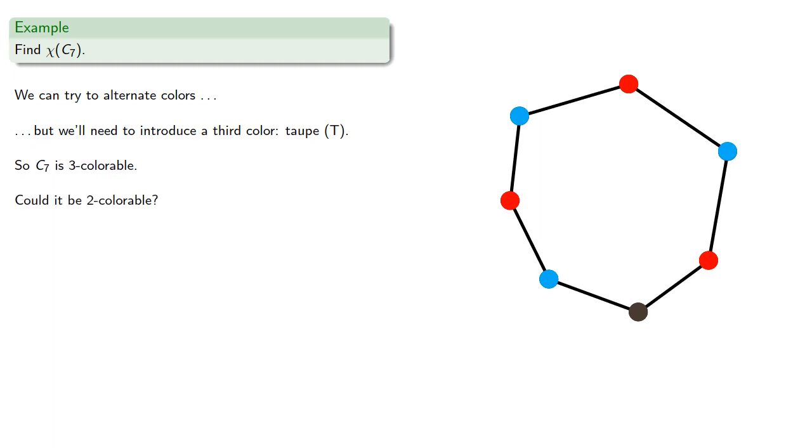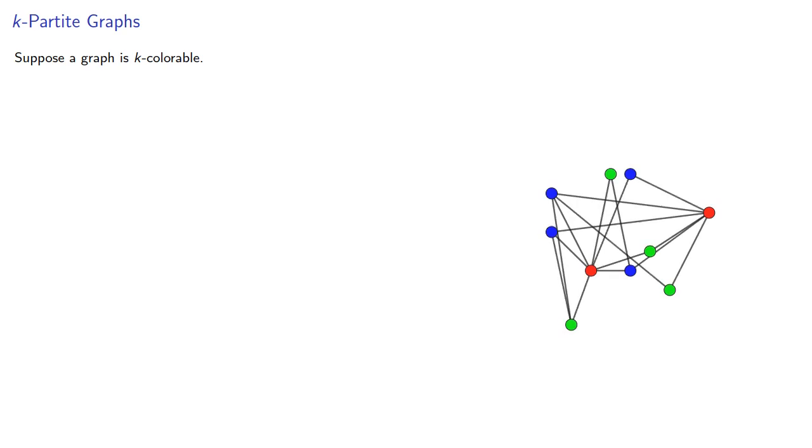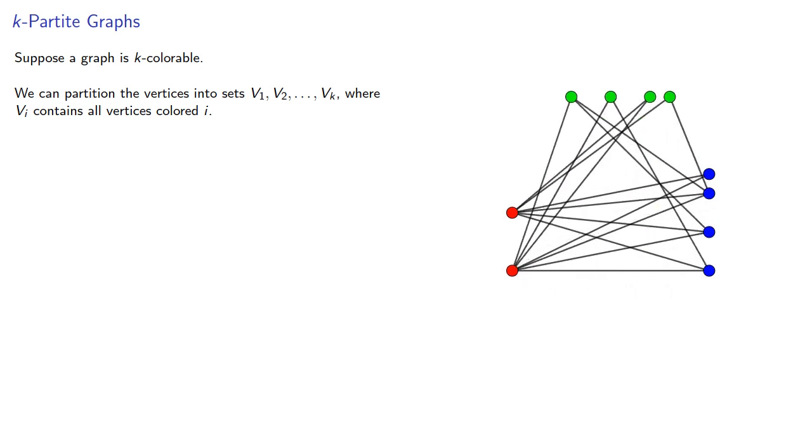Could it be 2 colorable? We can try, but not succeed. But remember, just because you can't solve a problem doesn't mean it's unsolvable. So let's think about this a little bit more. Suppose a graph is k colorable. We can partition the vertices into sets V1, V2, and so on, where Vi contains all vertices colored i. And because we started with the k coloring, no edge joins 2 vertices in the same set.